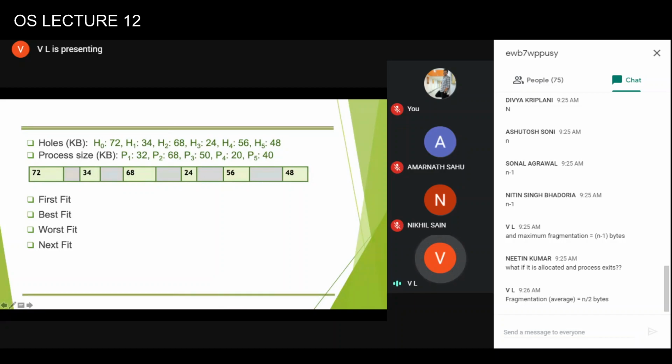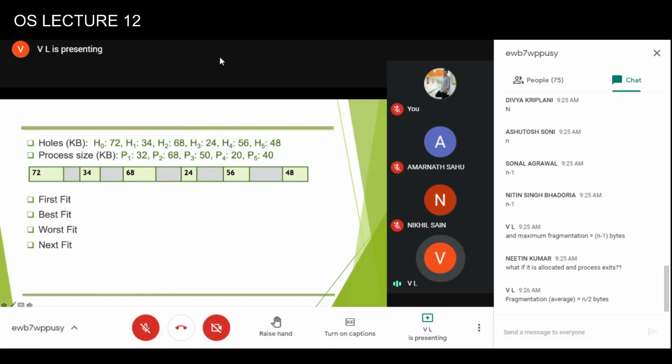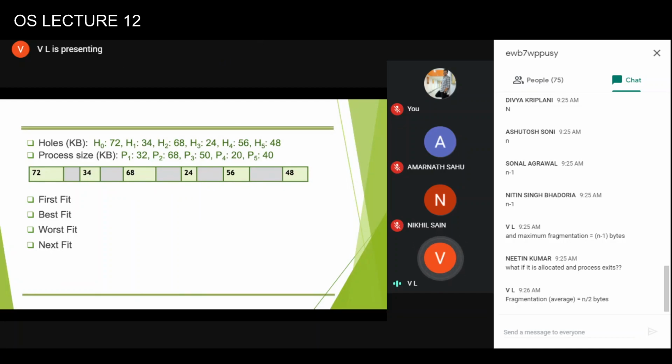The next fit is like first fit, but if I was allocating a process and was at a particular hole, the pointer is not advanced back to the first location. It will start from the location which was allocated last, and it will be incremented accordingly. So that's the idea. Let's take an example. If we go first with first fit, process one will be allocated to the very first hole.